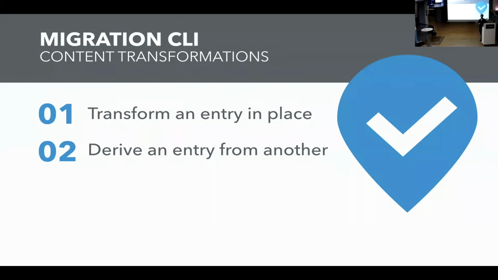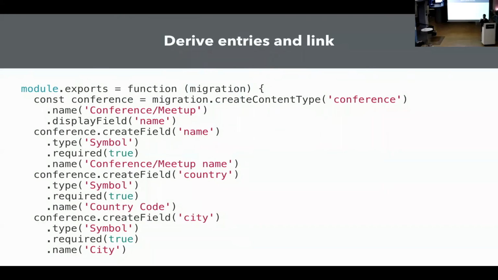And I think this is even cooler than the stuff before. And now it will become a little bit more code. So let's see how this goes. So there's the functionality of deriving entries and links. What I do first is I create a content type that is conference, with a name, a country, and a city. So these are the 3 steps here.